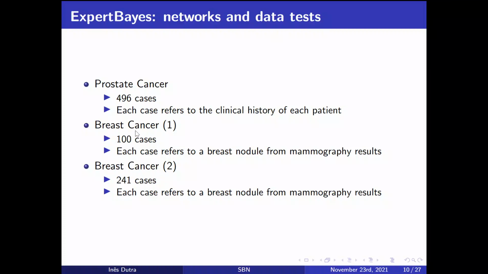She built this Bayesian network. Actually it was just one Bayesian network, just one structure. She built it based on her experience and on some concepts associated with the BI-RADS lexicon, that is the breast imaging reporting and data system. So she built it using her experience and the literature.